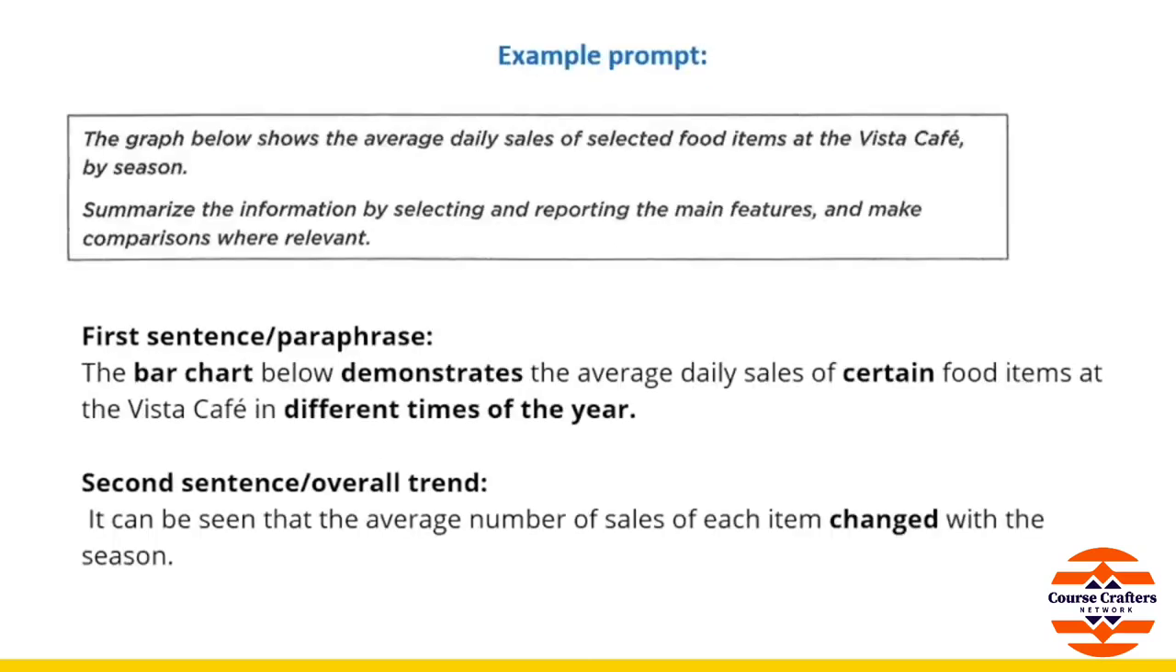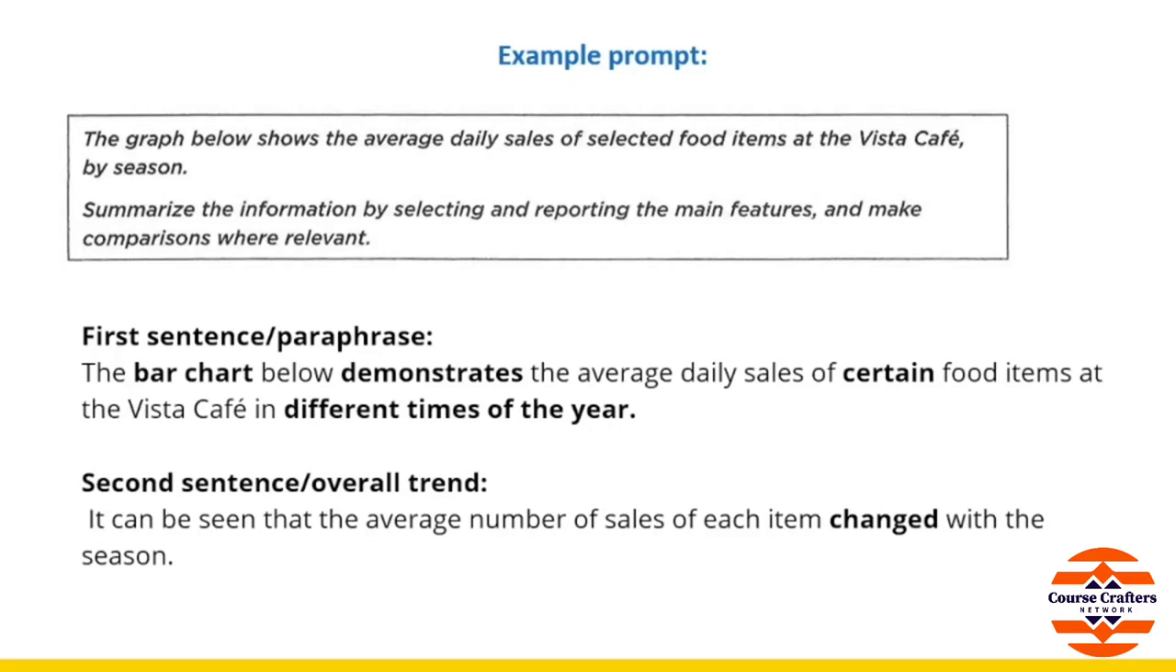And now I have an example prompt for you guys so you'll have a better idea what I was trying to explain to you in the previous slide. So as you see, we have an example prompt and we have our topics. The graph below shows the average daily sales of selected food items at the Vista Cafe by season. And as usual, you are being asked to summarize the information, report the main features, and make comparisons.